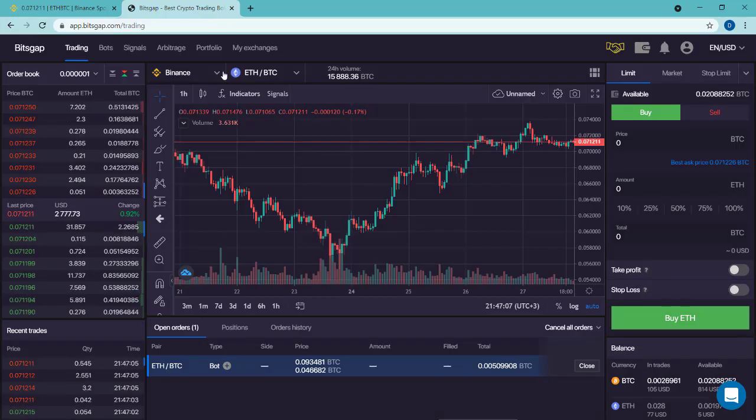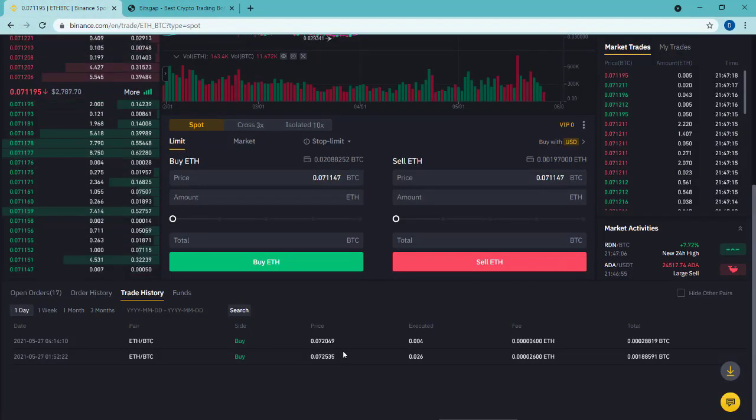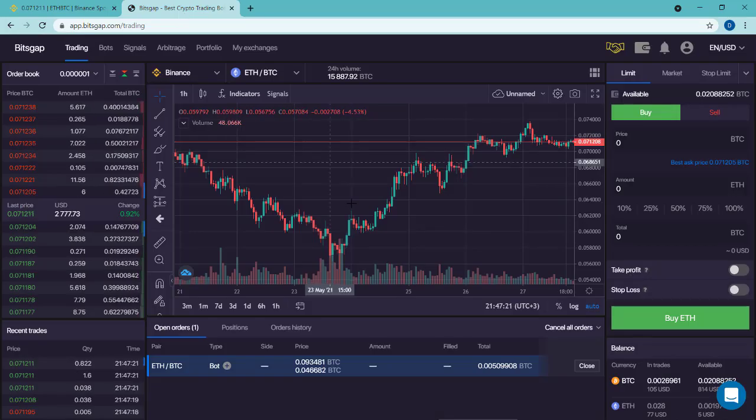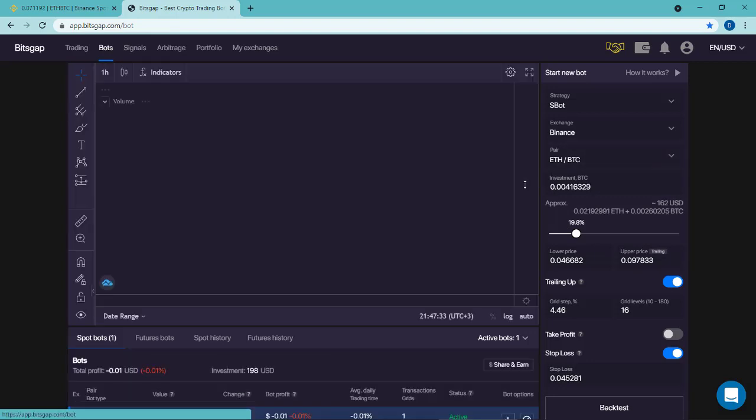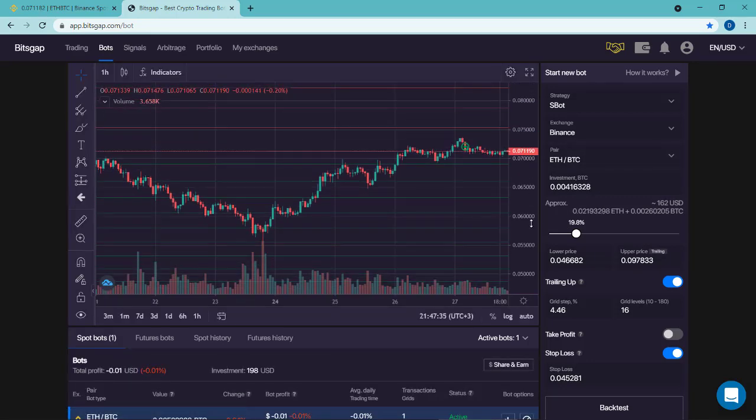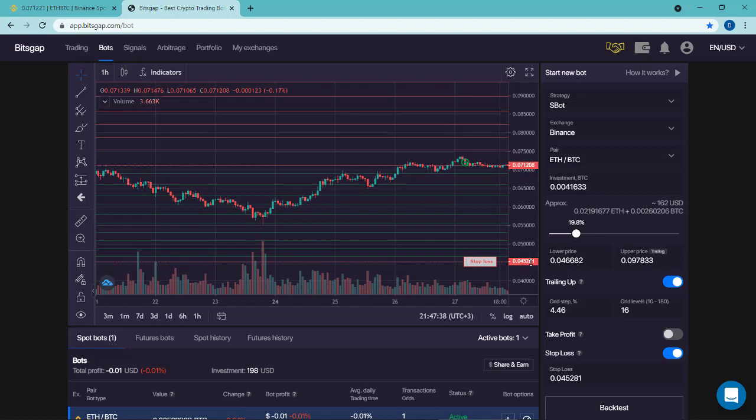In other words, the Bitsgap platform isn't where my money is. I don't give my money over to any company. My money stays in my account in Binance. Just that when we set up Bitsgap, we set up an exchange, we connected my Binance account to the Bitsgap platform in order to give the Bitsgap platform permission to read the trades that I've got and to make new trades and to close the trades.